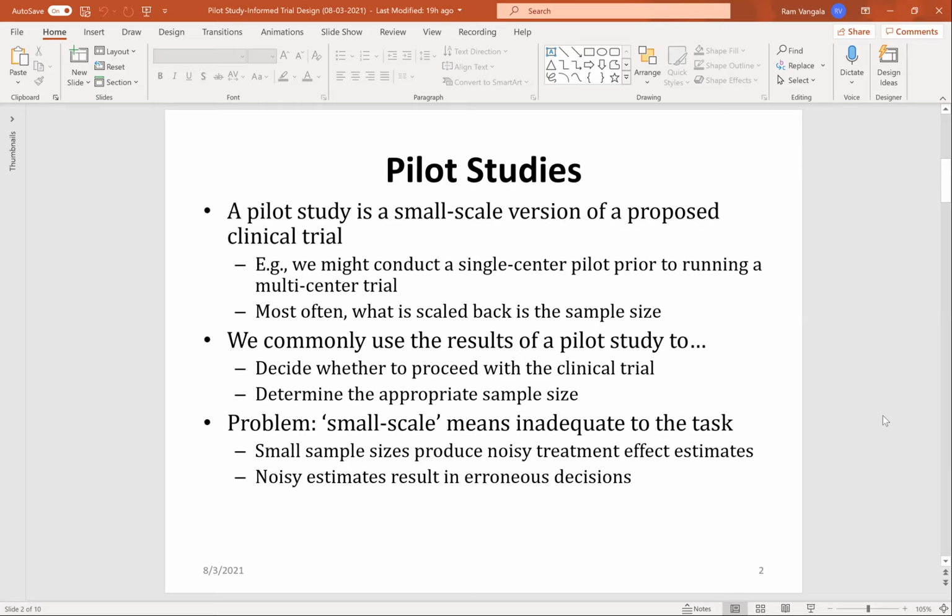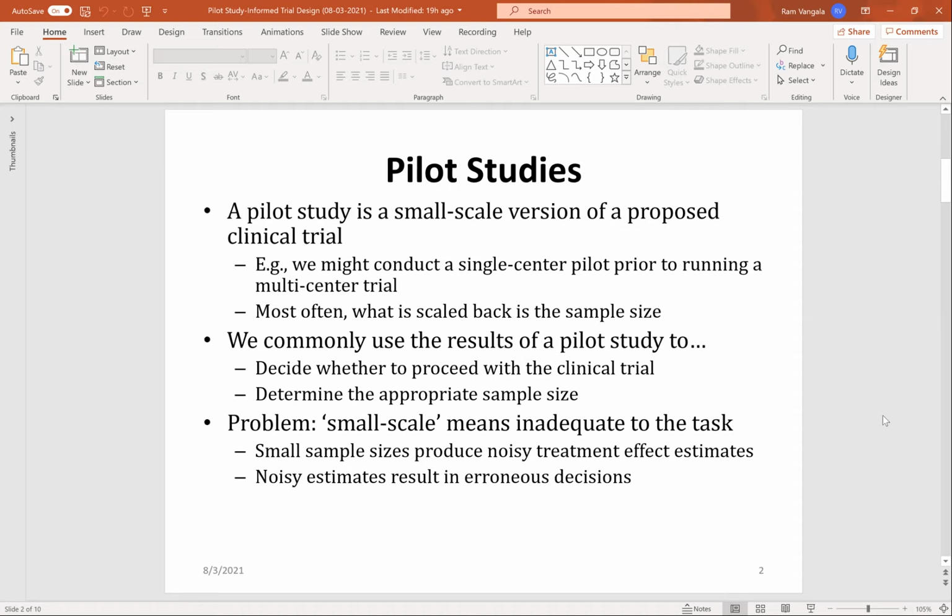And Catherine mentioned that there's increasing concern about this, and that's what I'll try to illuminate. So what's the problem with this standard way of using pilot studies? The basic issue is that when we talk about small scale, essentially what we're saying is that it's really not up to the task that we're using it for.